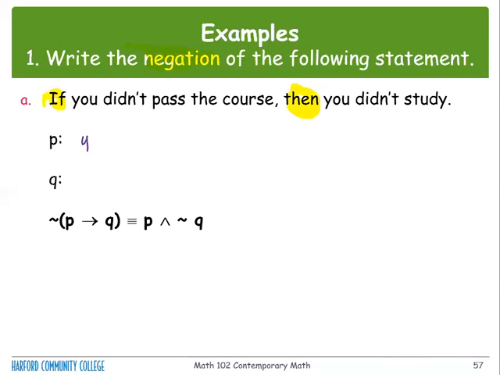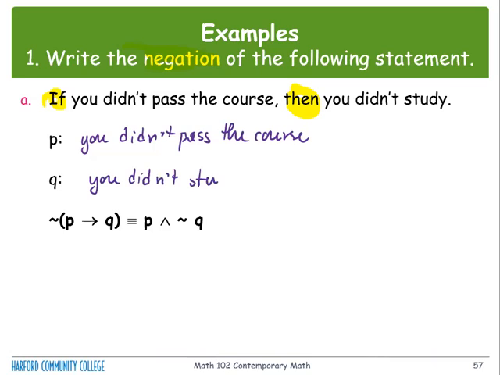So P represents you didn't pass the course, and Q represents you didn't study. To find the negation, we start from the statement: if you didn't pass the course, then you didn't study. This is the conditional, P then Q.